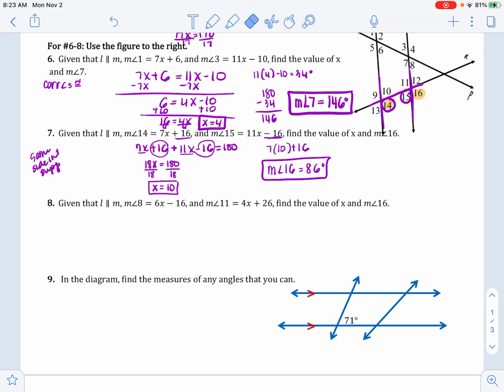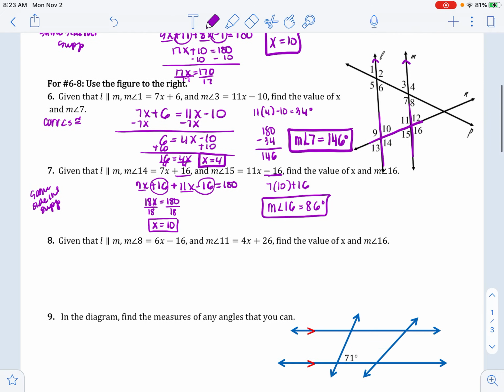Okay, last one. Given that L is parallel to M in this section, that is, 8 and 11, they gave me the measure of find x and the measure of angle 16. So let's start by locating 8 and 11. So these are my parallel lines. Let me erase this right here. These are my parallel lines. Okay, and then here's 8 and here's 11.